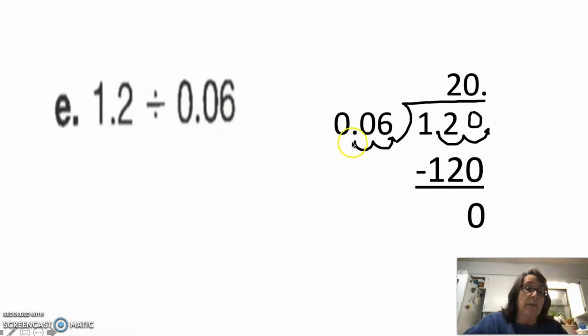Okay, here we're dividing by a decimal number. So we're going to have to move the decimal place 2 places over to get the decimal point to the end. And 1.2, this decimal will also have to go 2 places over. Since there's not enough numbers there, we're going to fill in with zeros, and notice that the decimal goes straight up from the dividend to the quotient. So now we're going to divide, and we get 20.